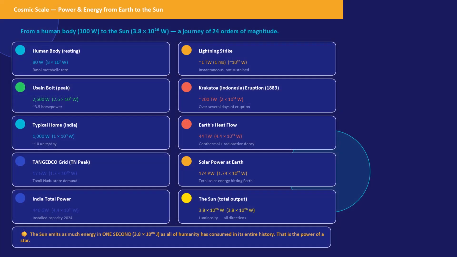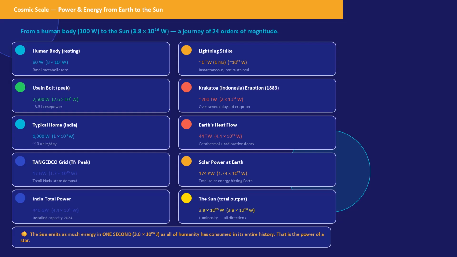Scientific notation becomes essential when we look at power on a cosmic scale. A resting human body dissipates 80 watts, 8 times 10 to the power 1. Tamil Nadu's entire grid peaks at 17 gigawatts, 1.7 times 10 to the power 10. That is a factor of 200 million larger than a human body. A lightning strike briefly reaches 1 terawatt, 10 to the power 12, but only for about 1 millisecond.